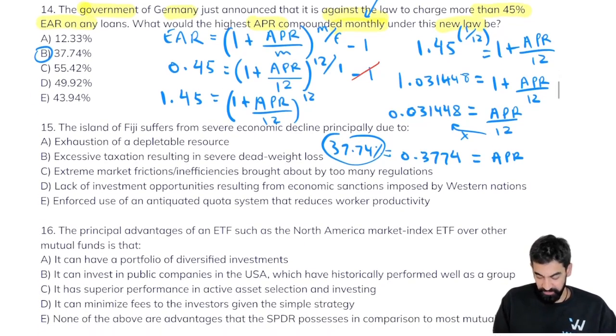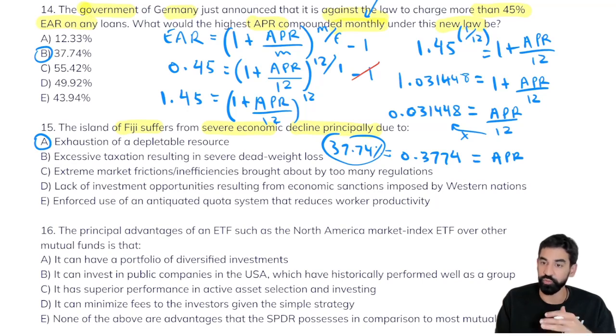Question 15. It says the island of Fiji suffers from severe economic decline principally due to. So it doesn't matter what country they give you. If it's a severe economic decline, A says exhaustion of depletable resource. That's true. A depletable resource would be like oil or copper, nickel, steel, any kind of natural resource they have. If they run out of oil, run out of steel, run out of nickel, run out of copper, well, it's going to lead to an economic decline or severe decline.